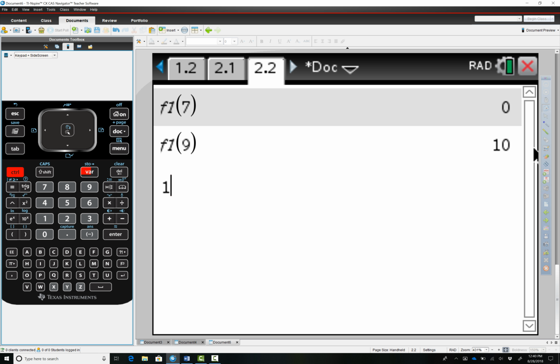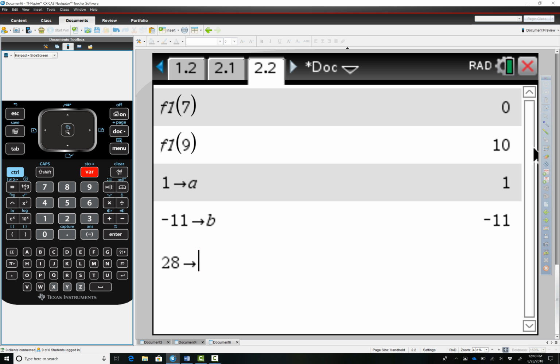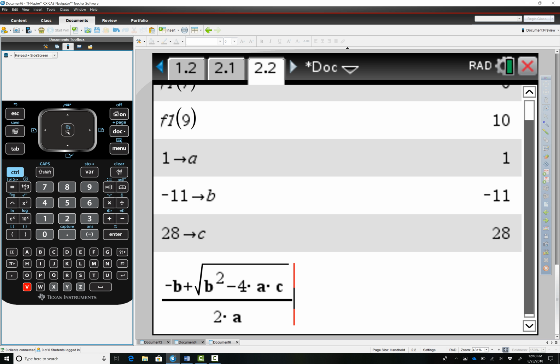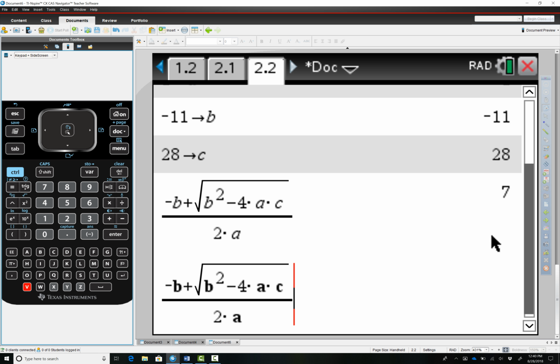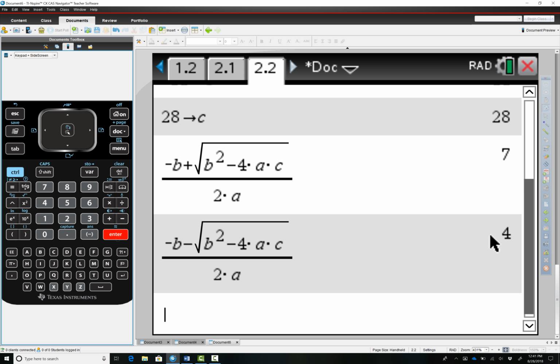So 1, store A, -11, store B, and 28, store C. And I'm going to go Control paste, so I copied the quadratic formula there so I didn't have to do it again. I'm now going to hit enter, and I get x equals 7. I'm going to paste that in again and then go edit the positive sign to a negative sign to get the other solution. Put in a minus, and I have the other solution, x equals 4.